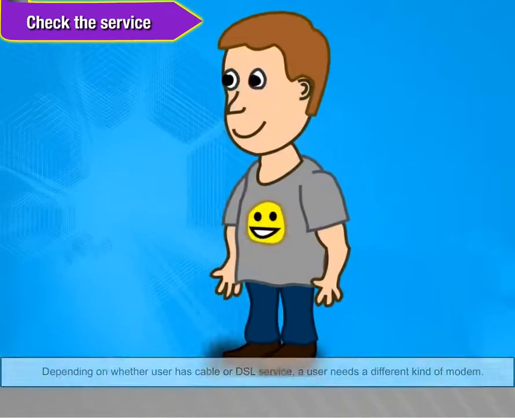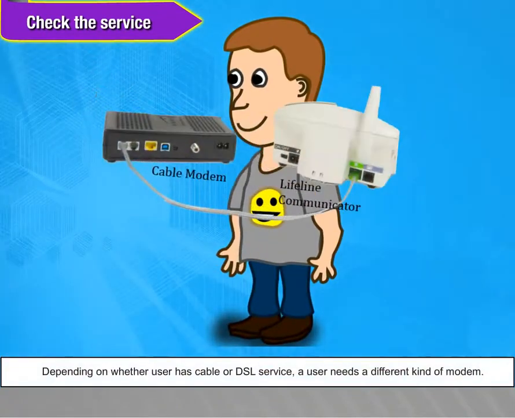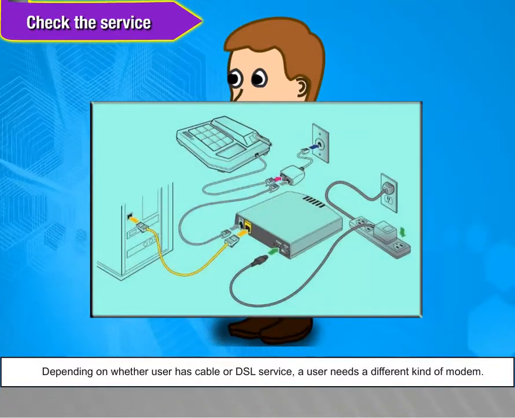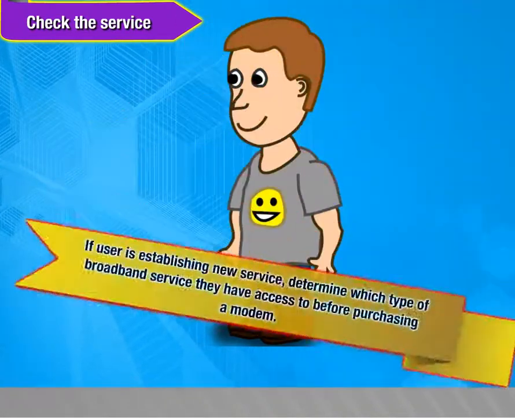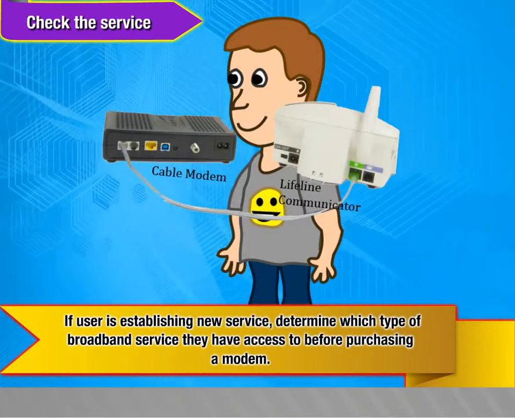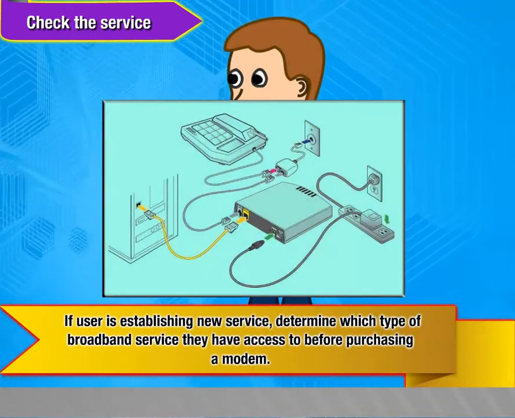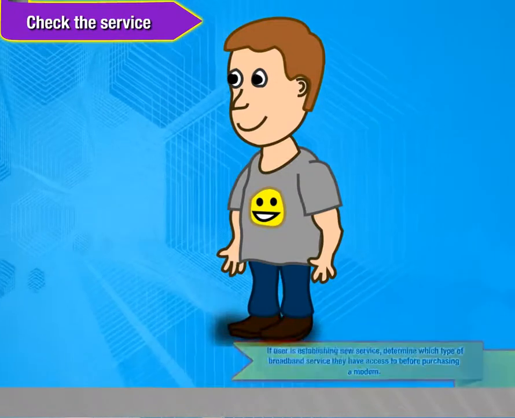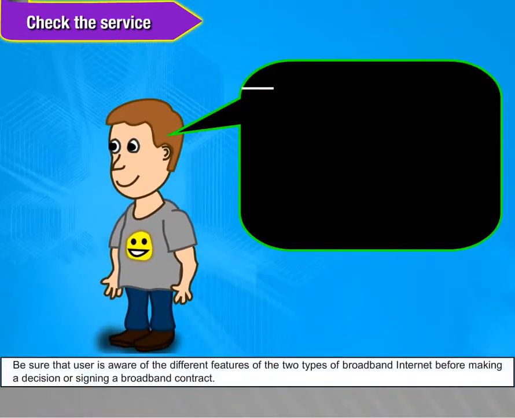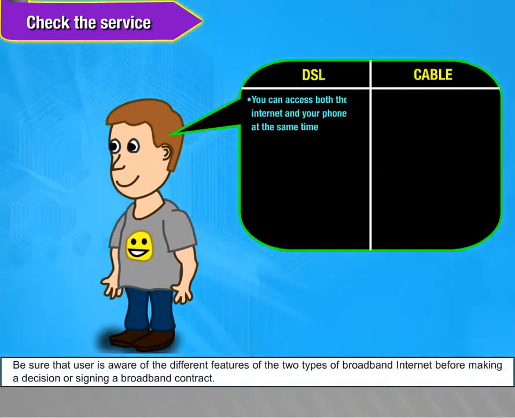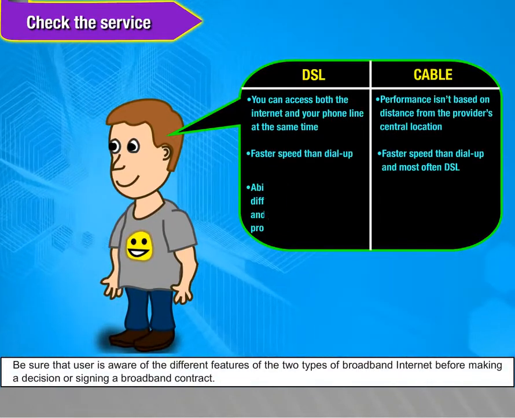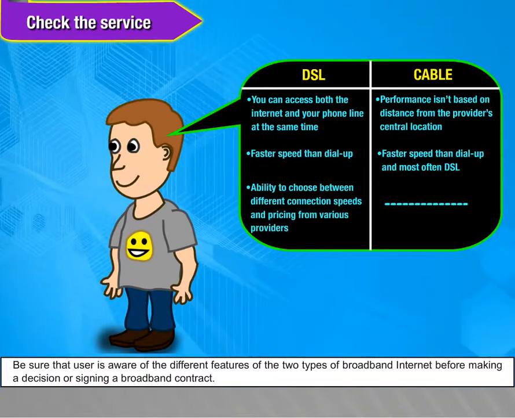Check the service. Depending on whether user has cable or DSL service, a user needs a different kind of modem. If user is establishing new service, determine which type of broadband service they have access to before purchasing a modem. Be sure that user is aware of the different features of the two types of broadband internet before making a decision or signing a broadband contract.